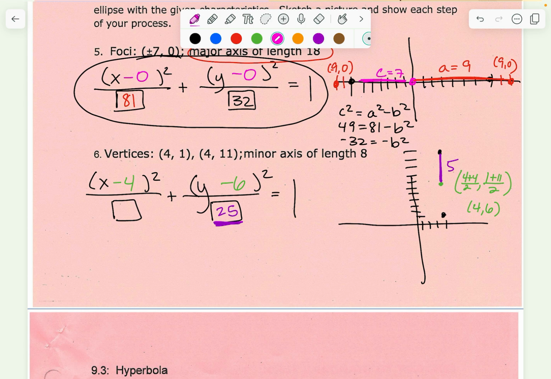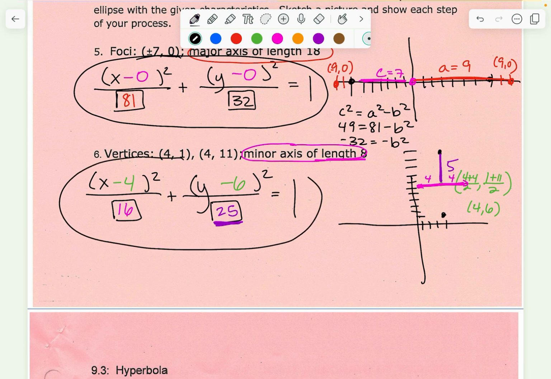And then it gives us this hint about the minor axis. So the minor axis is a length of 8, and that's going to be how far you go forward and backwards altogether. So this whole distance is 8, which means this is 4 and this is 4. So that is 16. There you go.